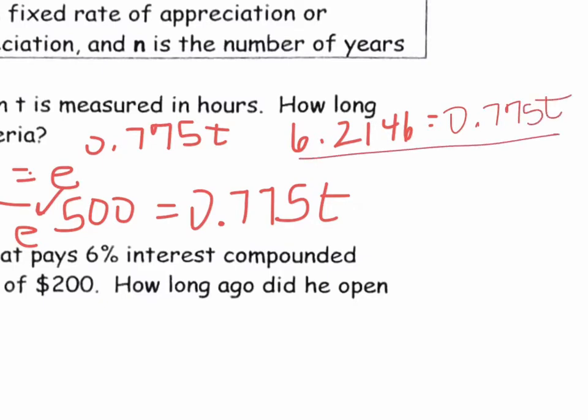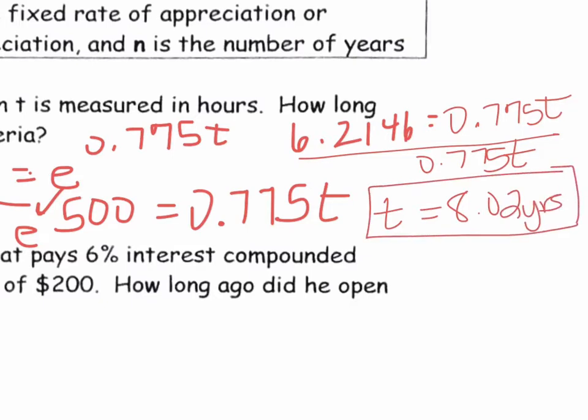Then if you divide each of the sides by 0.775, I get t is 8.02 hours, and don't round to the nearest whole. The 0.02 affects your answer.